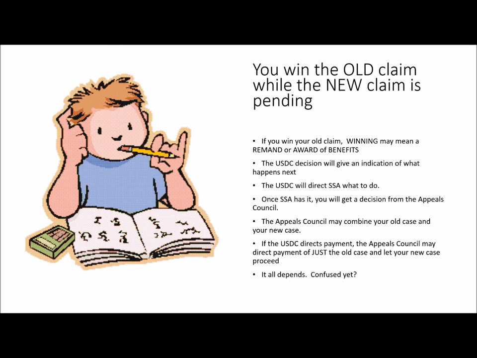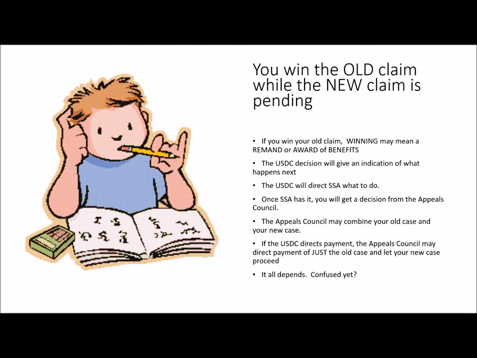Now, once you get it back to Social Security, you'll get a decision from the Appeals Council. The Appeals Council will typically do a few things, but let's say the case has been remanded back. What they normally will do is say, okay, we know you filed a new application while your old one is pending. We're going to put the two together since the new one is currently pending and nothing's happening with it. If the United States District Court directs payment, the Appeals Council may direct payment of just the old case and let your new case proceed. Or they may tell them just pay the whole thing. You just don't know. It all depends.